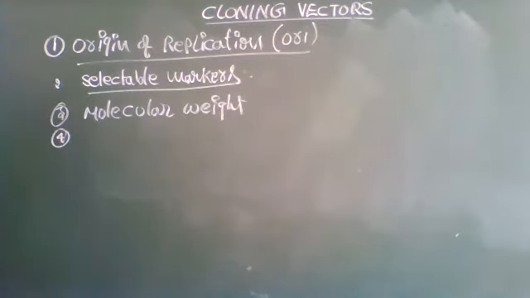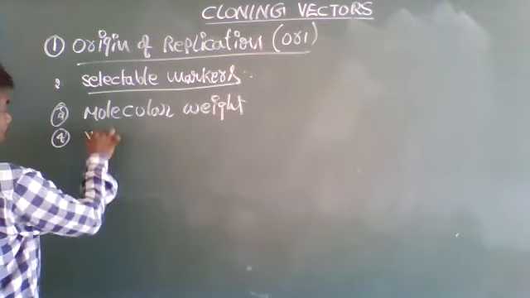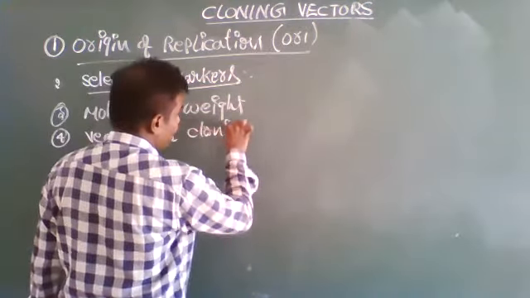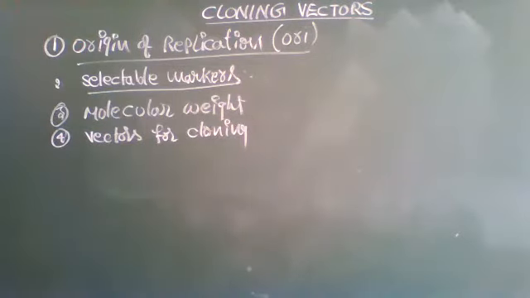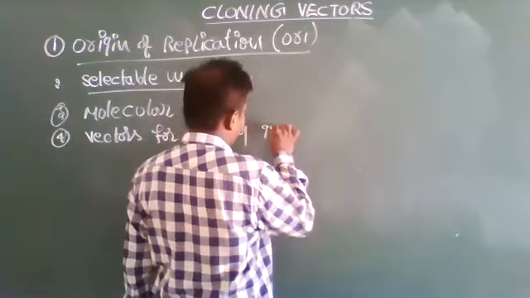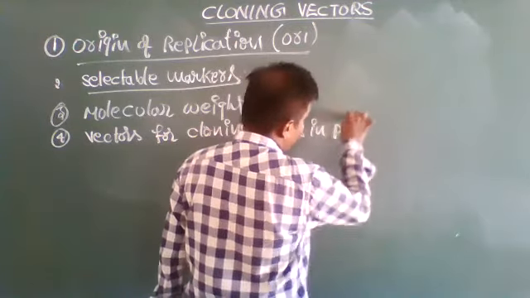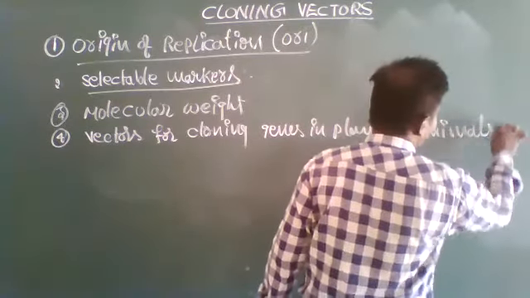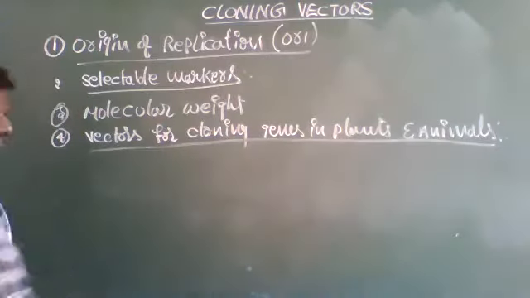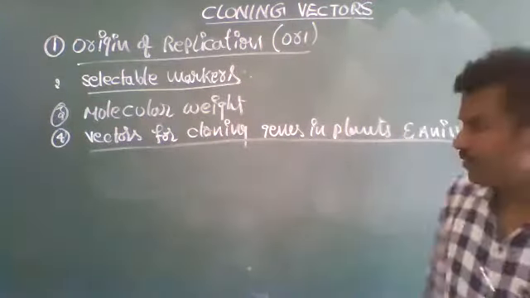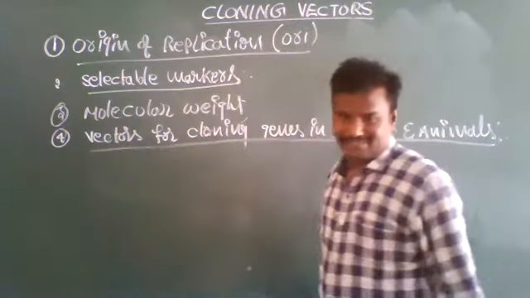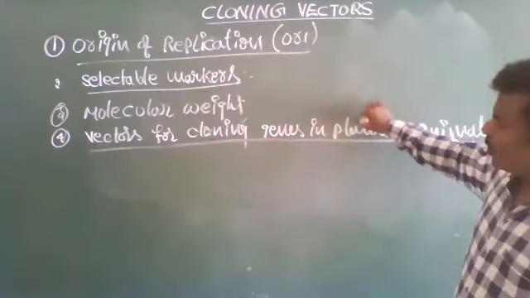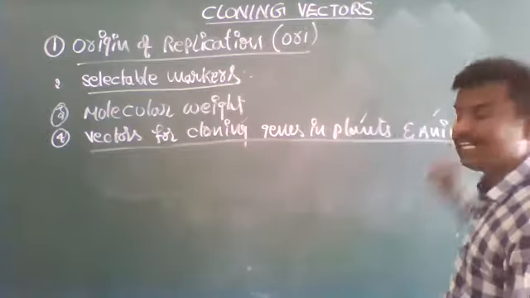Next heading is vectors for cloning genes in plants and animals. This is the fourth feature. Vectors, like this only some vectors, for cloning the desired genes and transferring them into plants and animals.